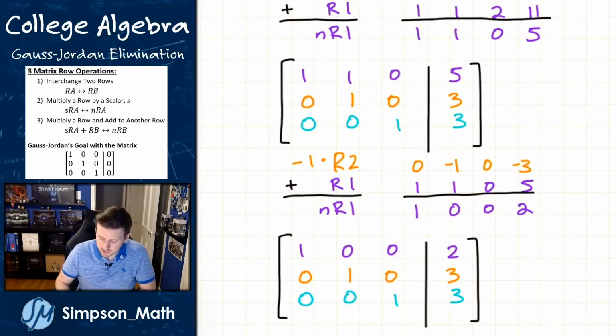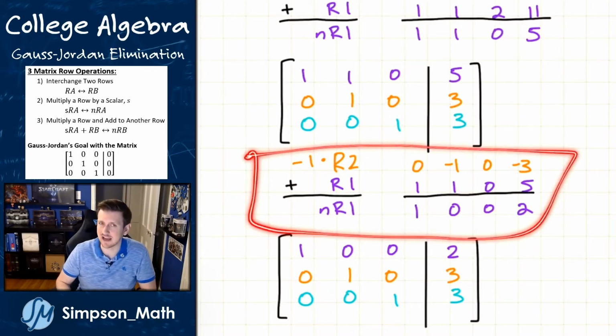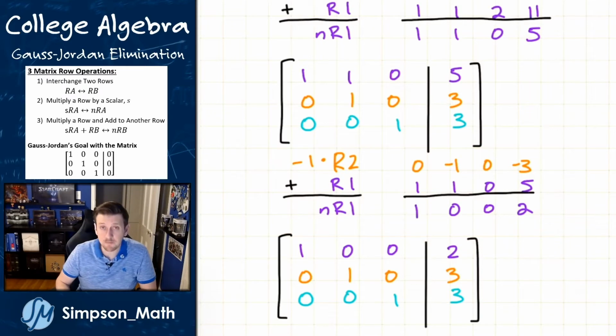But always communicate with it this way, but you can kind of casually think of it as subtraction. So negative 1 times row 2. So basically just change the signs. So this is now negative and that's now negative. So 0, negative 1, 0, negative 3, and add. And we end up with 1, 0, 0, 2.